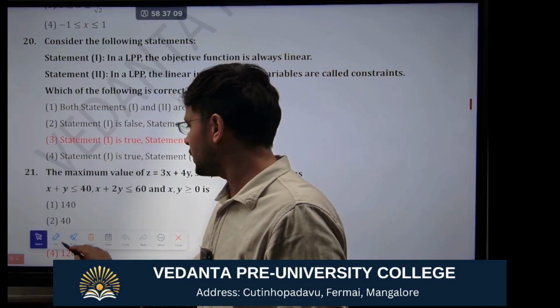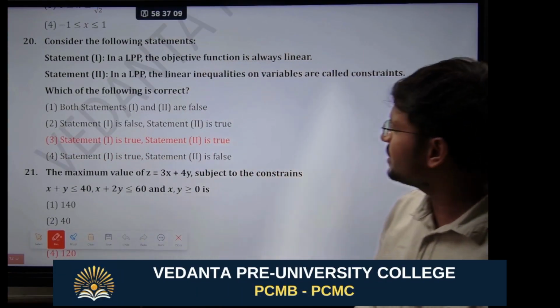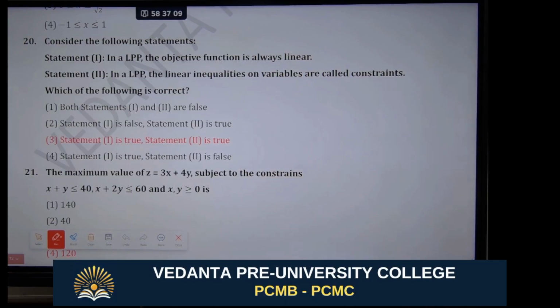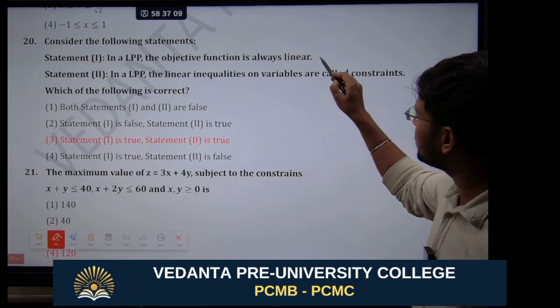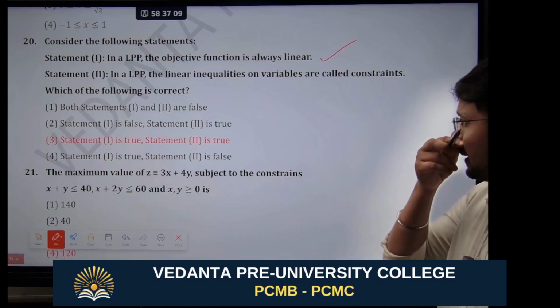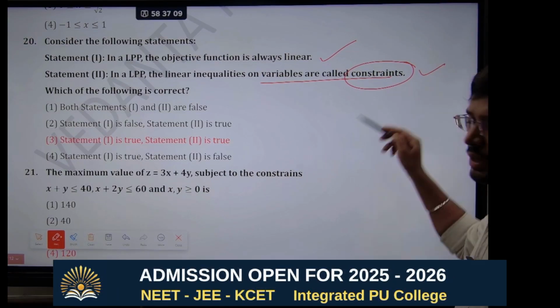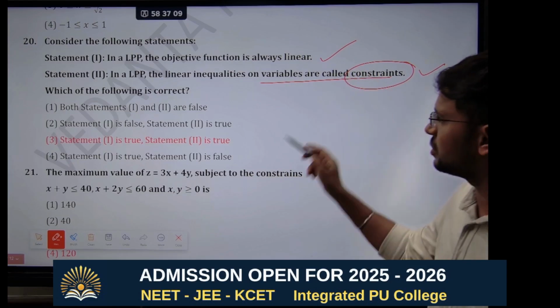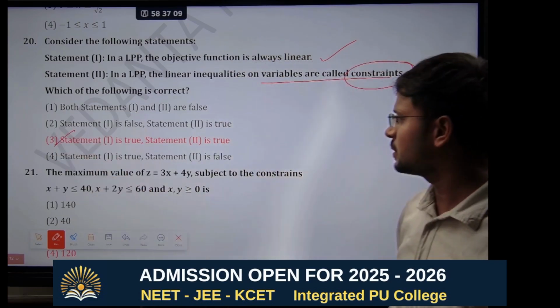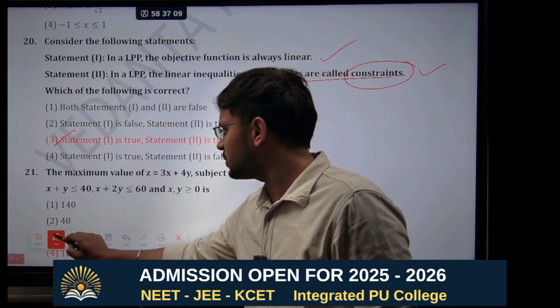Now see question number 20. It is given in linear programming, the objective function is always linear, true. In LPP, linear inequalities on variables are called constraints. This is also true. We have studied LPP. So both these statements are true. So option number 3.